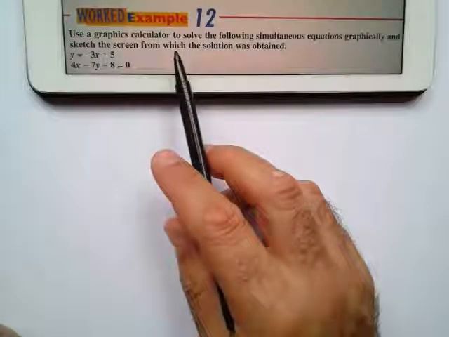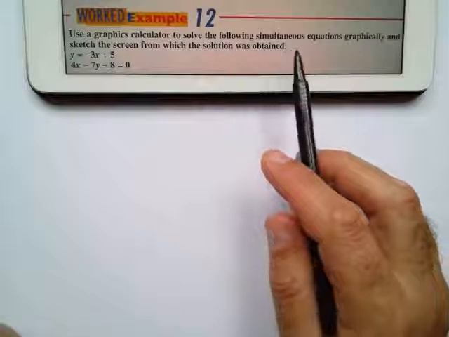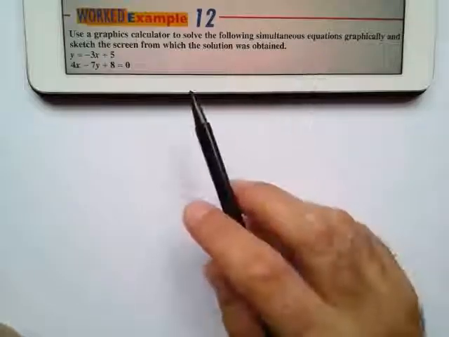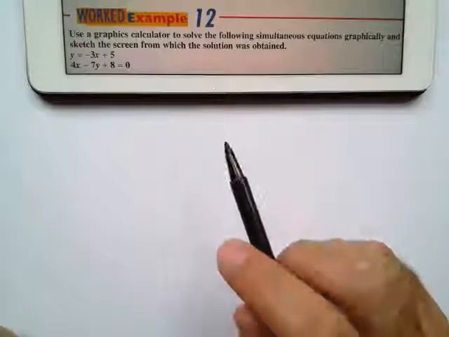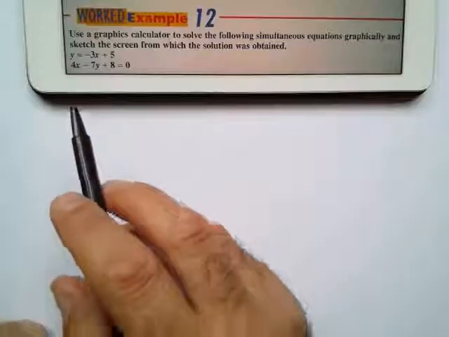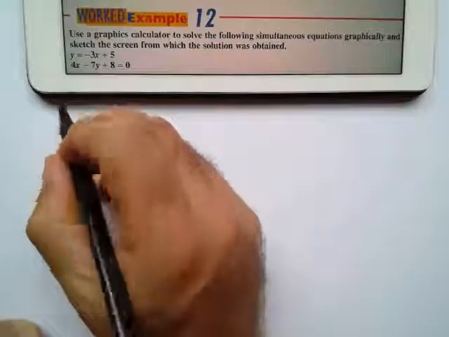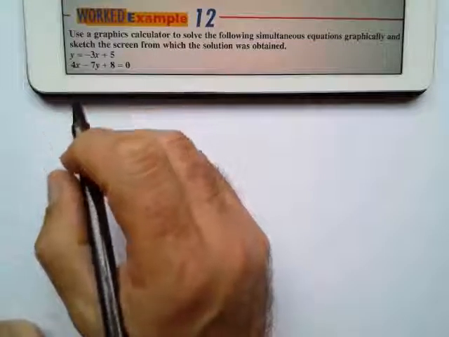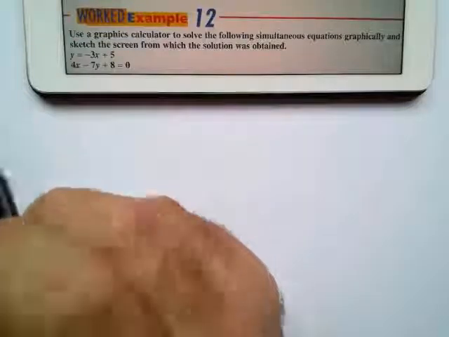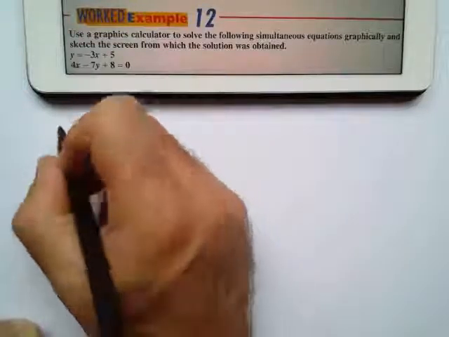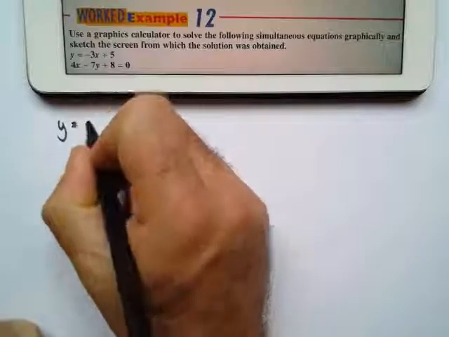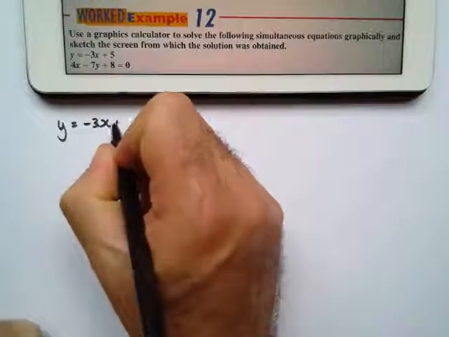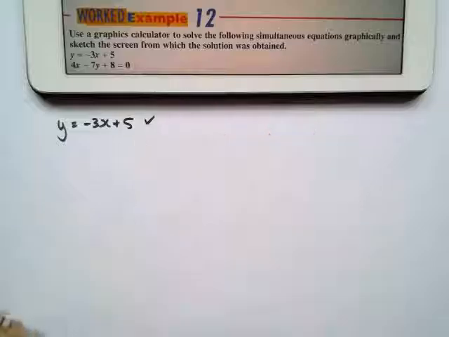Use a graphics calculator to solve the following simultaneous equations graphically and sketch the screen from which the solution was obtained. Now, our first thing is we need to have both of our equations in the form of y equals. That's the only way you can put it onto your graphics calculator. So my first equation, y equals negative 3x plus 5, is already in that form, so that's great.